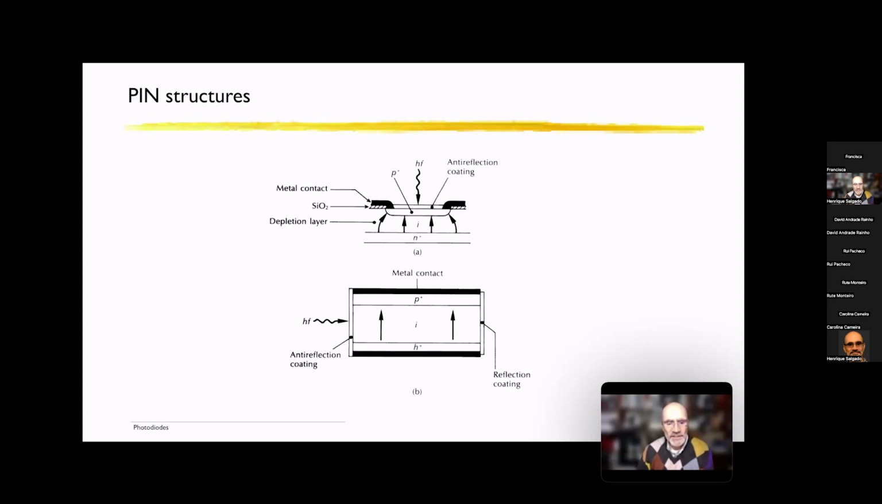Just at the end of last class, I showed you the two possible structures. So basically, we have this PIN structure with slightly different configurations. In the one on the top, the light is incident on the P side of the material, vertically as shown here, and in the one on the bottom, the light is incident in the intrinsic region through the left as shown here.